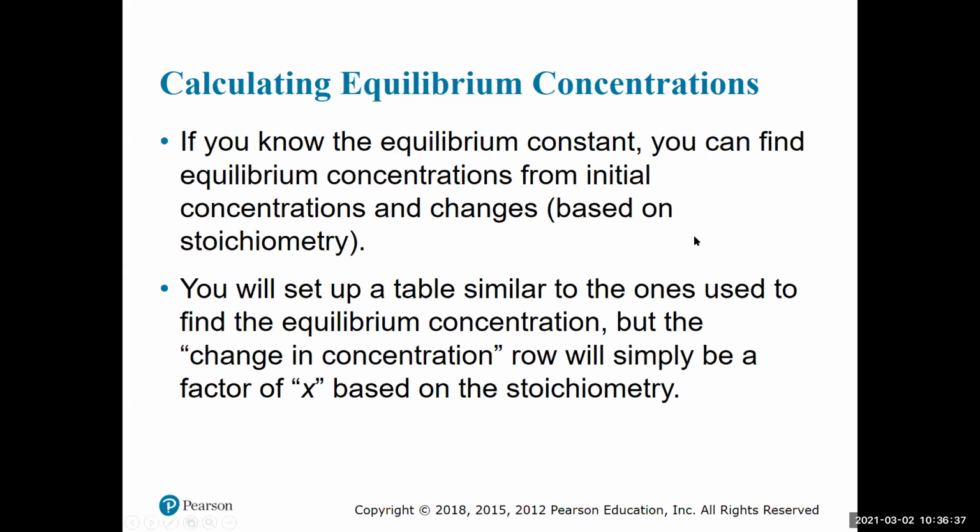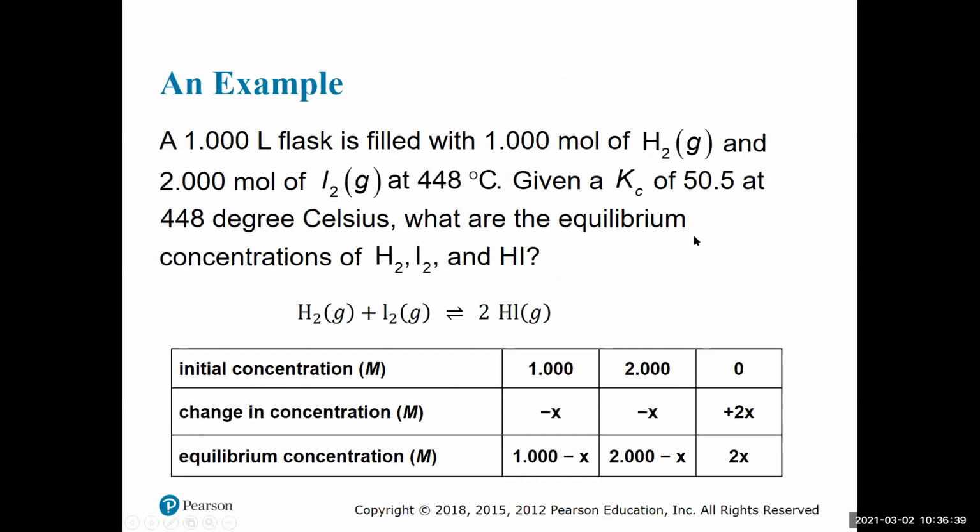So let's look at that example we were about to do last week. In this example, we have a 1 liter flask with 1 mole of H2 and 2 moles of I2. We're also given the equilibrium constant. What we want to do is calculate the equilibrium concentrations of the reactants and the products.